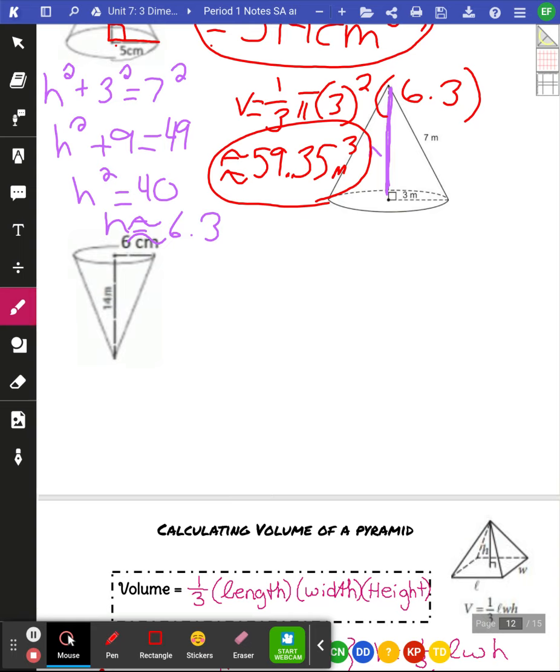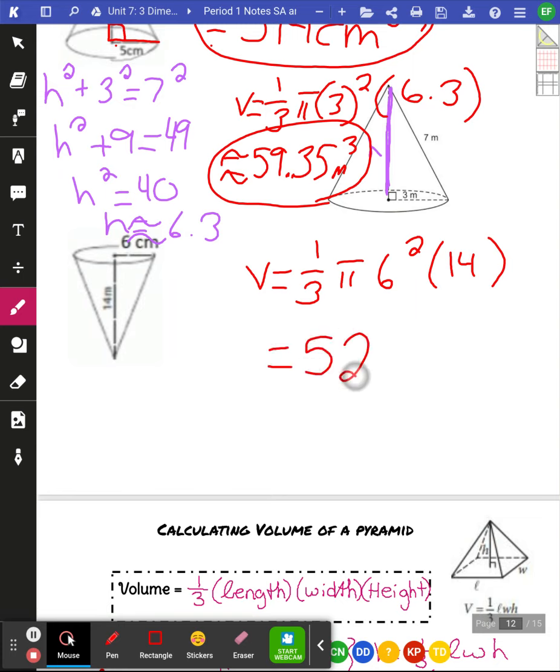All right, so we're calculating the volume. Volume is 1/3 pi. Our radius is 6. We're going to square it and multiply by 14. So here, 6 squared is equal to 36. So I'll do 36 times 14. Multiply that by 3.14, and then divide that answer by 3. So here our volume of this cone, hopefully you guys agree with me, 527.52 centimeters cubed.